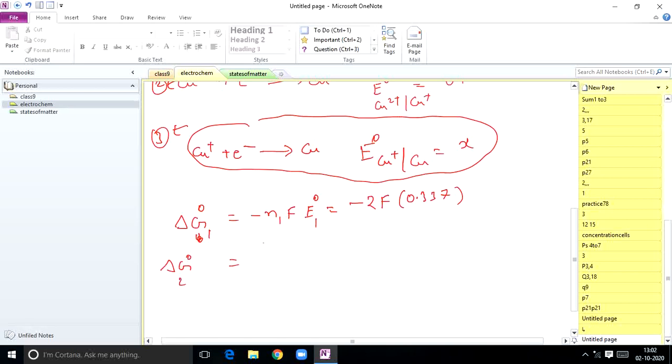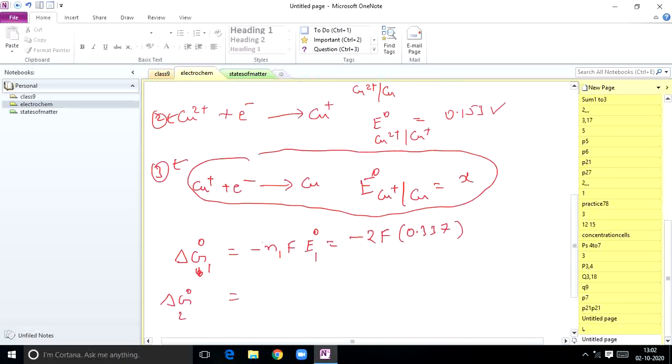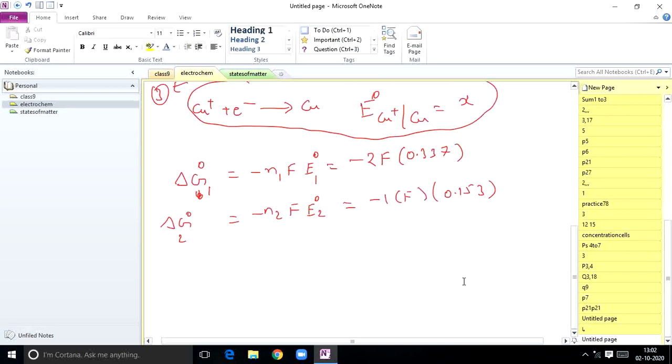Next, second equation, delta G02. For the second equation, how many electrons are transferred? Only 1. So I am using the formula minus N2F E02. So minus 1 into F into 0.153. Now what about if you do 1 minus 2? What are you going to get?